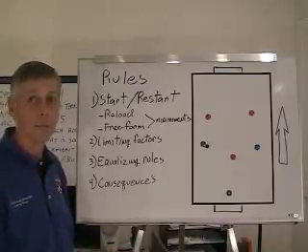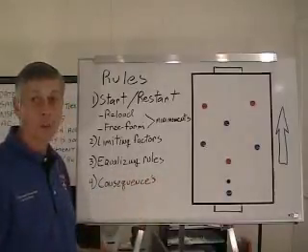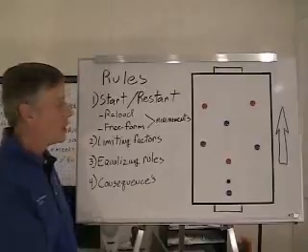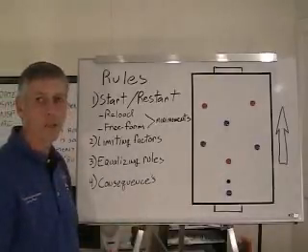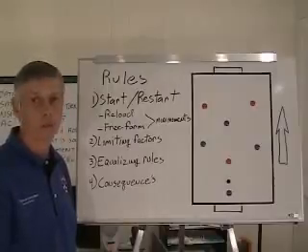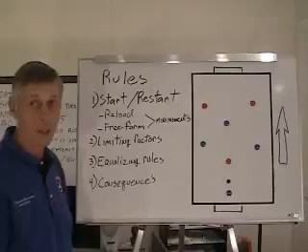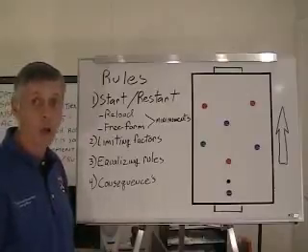Now, you can use the rules to equalize a disparity between the teams. Here's an example, 4 blue against 3 red. So you tell blues, okay, before you score, you need to make 3 passes, hold the ball. With reds, you don't need to make 3 passes. You get the ball, you go.